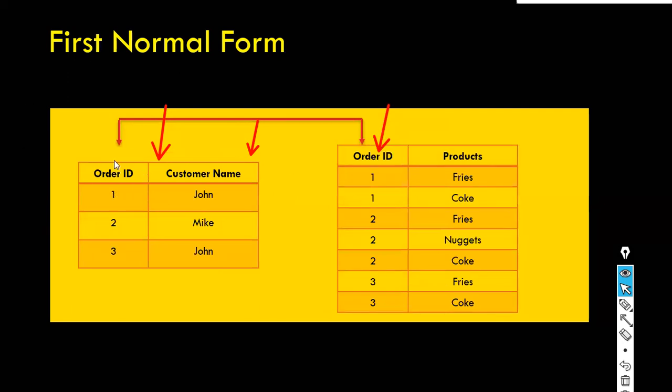Now you create the relationship between these two tables using a common column. What is the common column between these two tables? Can someone tell me? Because this is very important. What is the common column between these two tables? Guys, please wake up. Are you sleeping?